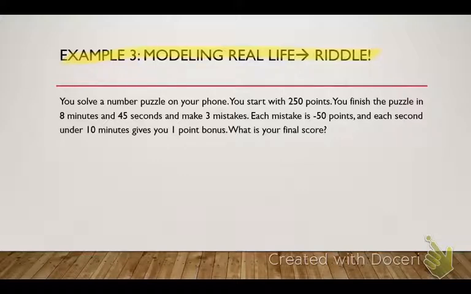Solve a number puzzle on your phone. You start with 250 points. You finish the puzzle in 8 minutes and 45 seconds and make 3 mistakes. Each mistake is minus 50 points, and each second under 10 minutes gives you 1 point bonus. That's a 1. What is your final score?